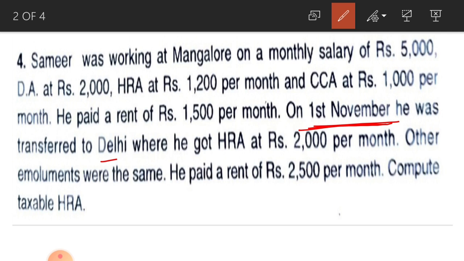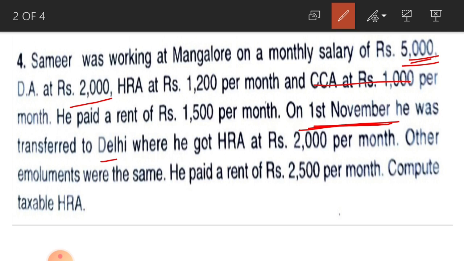See, Samir was working at Mangalore on a monthly salary of 5,000. Here, for the purpose of calculation of salary, you have to consider only the basic. You should not consider the DA because in the problem nowhere is it mentioned that DA should be considered as retirement benefit. That is why salary means only 5,000 and you should not consider DA and CCA. Next, HRA is given 1,200 per month.